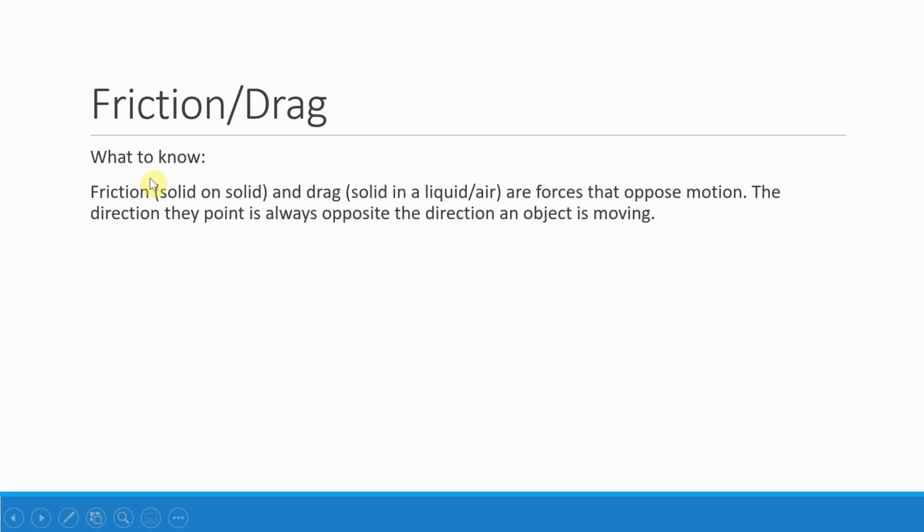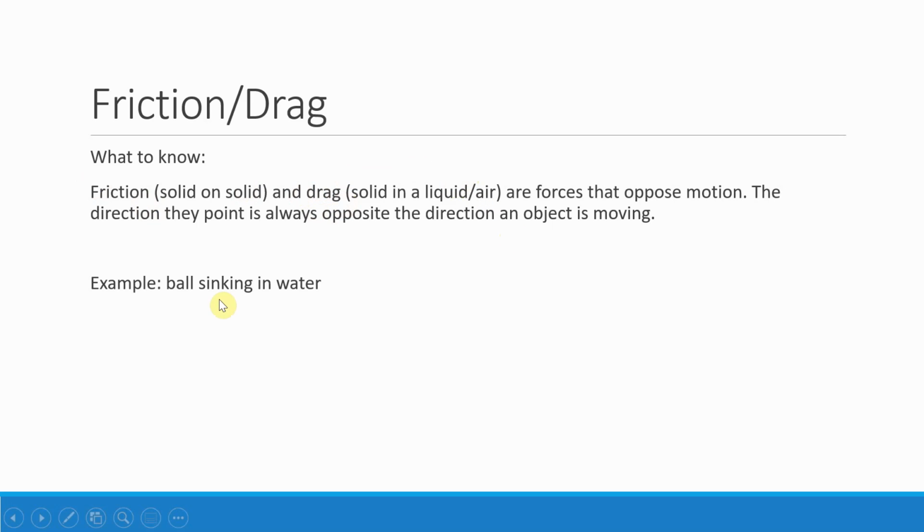If you're wondering what the difference is between friction and drag: if you've got a solid going across a solid, like a car on the road or a ball on a table or the floor, that's friction. Whereas if you have something going through a liquid or a gas, such as something falling in water or throwing a ball in the air, that's going to be drag. But they're the same thing, it's just a matter of what they're going through.